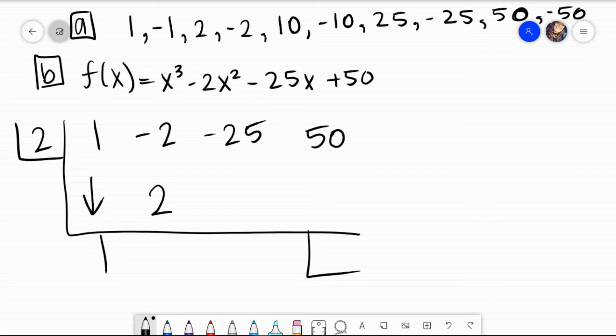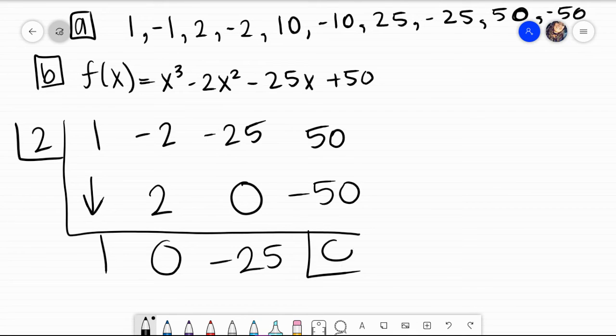2 combined with a -2. Those are additive inverses, so you would get 0. Then we do 2 times 0 is 0. And then a -25 combined with a 0 is -25. Now we multiply. 25 times 2 is 50. Signs are different, so it's negative. Yes, boom, perfect. I get a 0.